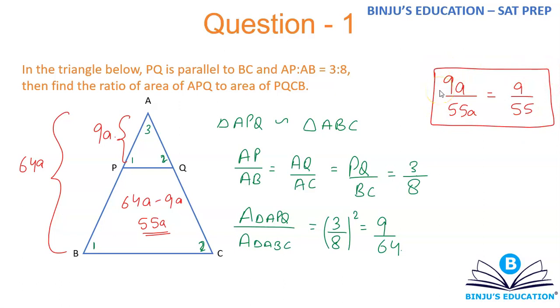So this is one of the applications of similarity of triangles. I proved the two triangles, the smaller one and the bigger one, similar. Using the ratio, I calculated the ratio of the areas. Using that, I subtracted the smaller area from the bigger area in order to calculate the area of the quadrilateral, and then at last I figured out my answer, which is 9 by 55.